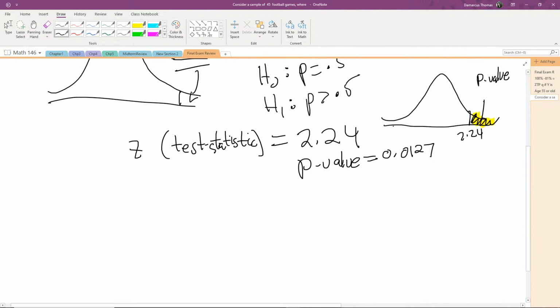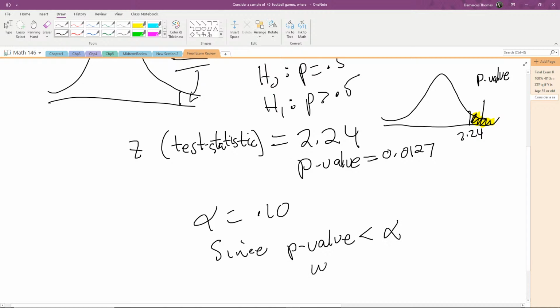And now it's time to compare it to our alpha. Our alpha was 10%. Since the p-value is less than alpha, we reject the null. We reject that it's 50-50 when they play at home.